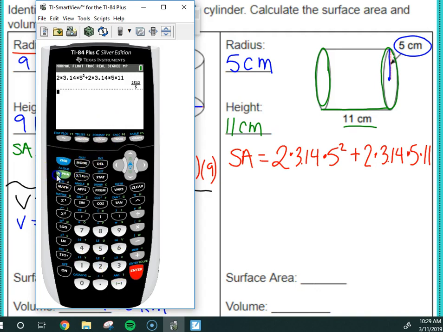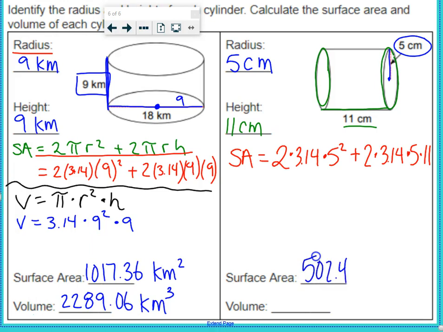And apologies, my calculator's in a weird mode, giving us some fractions. So let's get that to our decimal. Try that again. And we get 502.4. So that's going to be our surface area. 502.4, and it's centimeters squared because area is the amount of two-dimensional space that we would need to cover the cylinder.